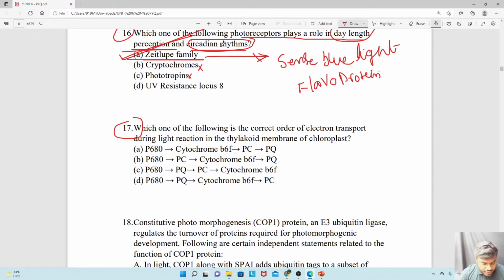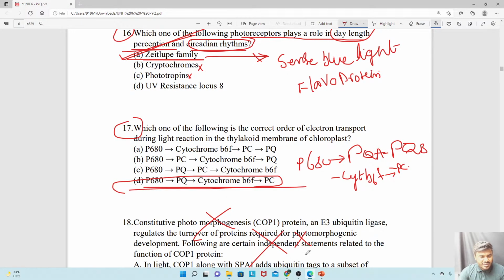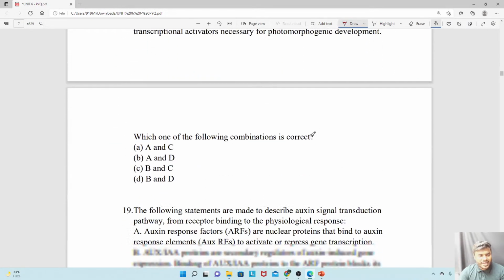Okay, that's good. For question number 17, the answer will be D. Same, right? After P680, immediately plastoquinone A, plastoquinone B. Anyway, they just commonly gave plastoquinone, followed by cytochrome b6f complex, followed by plastocyanin. Fantastic. Answer will be D. Question number 18 is not related here. It is from unit 5. Okay, we will read it in unit 5.